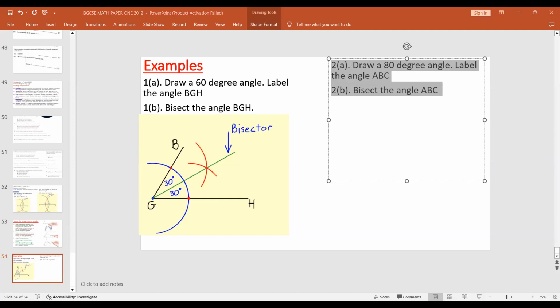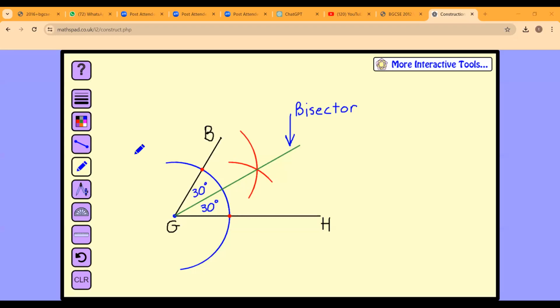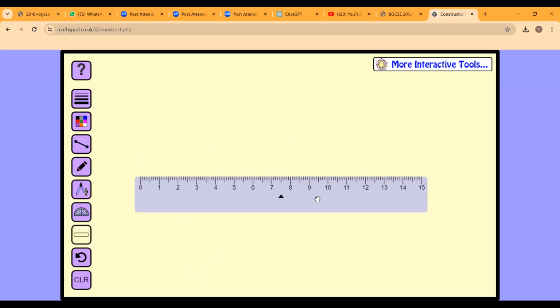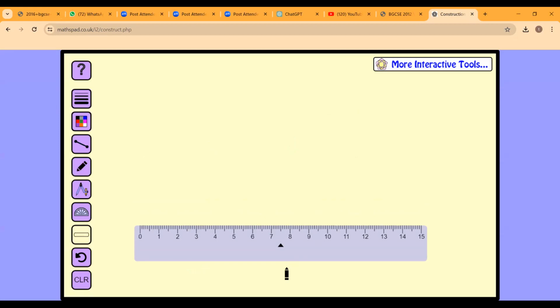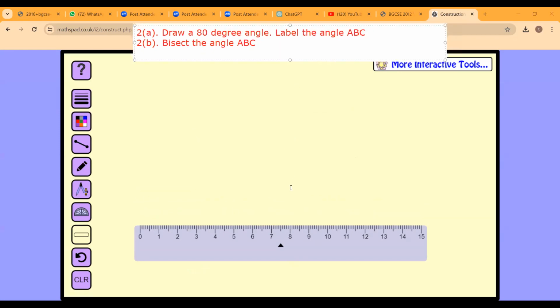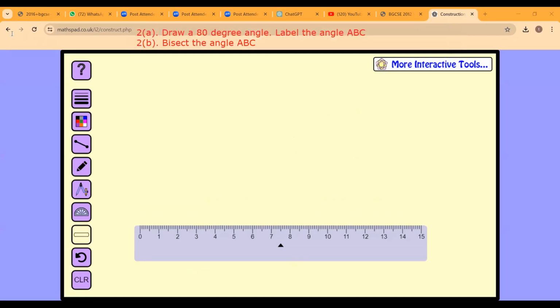So let me stop this and share my screen again. Clear all drawings. Okay, so again, notice that the instructions are very simple. What we have to do is we have to draw. And when we say draw, we mean use a protractor. So you want to draw an 80-degree angle, label it ABC, and then bisect the angle ABC. So the first thing that we're going to do is we're going to use a ruler to, by the way, please make sure I draw this.